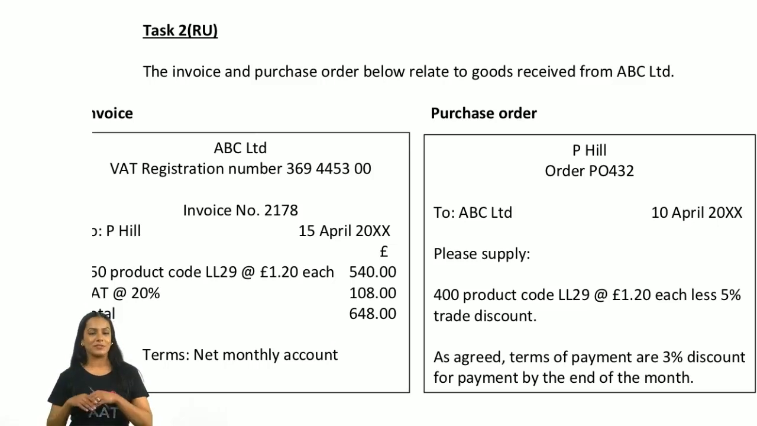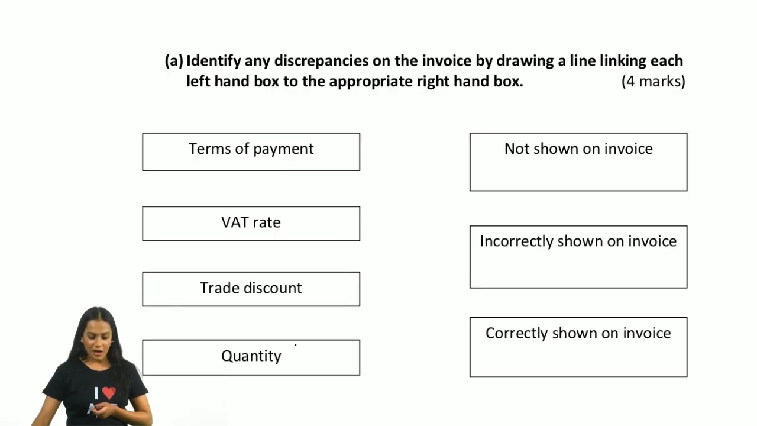So this is the question for Bookkeeping Transactions, and the first thing we're going to do is Part A. Part A says, identify any discrepancies on the invoice by drawing a line linking each left-hand box to the appropriate right-hand box. The examiner wants us to clearly scrutinize the invoice and see if the terms of payment have been correctly shown, if the VAT rate has been correctly shown, and if the trade discount and the quantity are correctly shown in the invoice. So make sure you answer the question set.